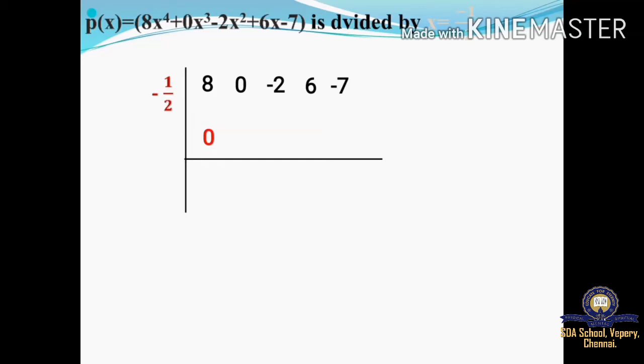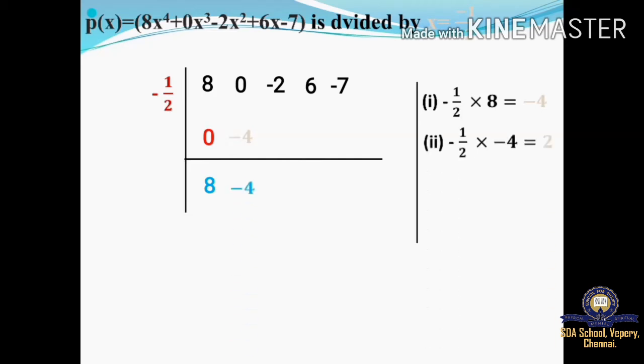It is mandatory. Okay, so 8 plus 0 will give me 8. Then what happens? I have to multiply minus 1 by 2 into 8. I will get the answer as minus 4. Now I have to write minus 4 over there. What happens? I have to add 0 and minus 4, which gives me minus 4. Then minus 1 by 2 into minus 4 will give me plus 2. Then minus 2 plus 2 will give me 0.